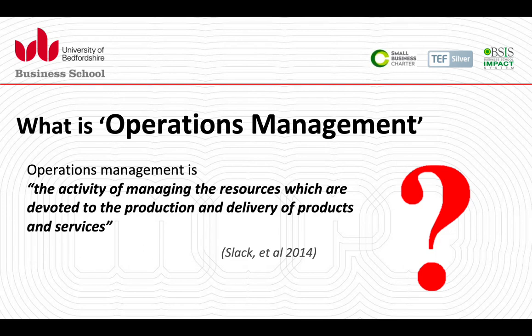According to your textbook from Slack 2014, operation management is the activity of managing the resources which are devoted to the production and delivery of products and services. Here you can see this is very important: resources. Any business cannot be run without the availability of adequate resources. So we have resources in the form of financial resources and human resources.